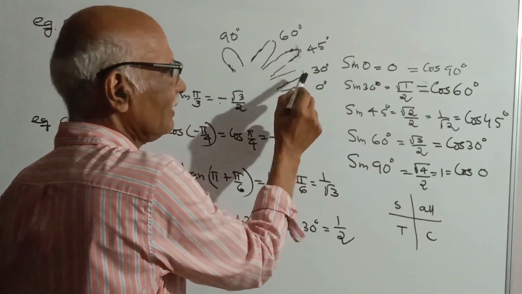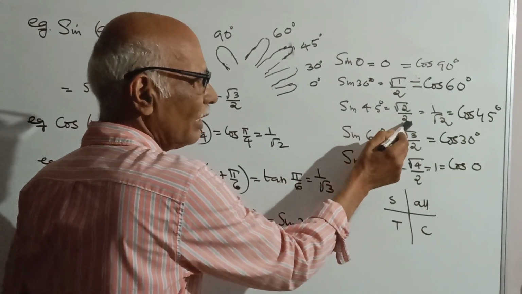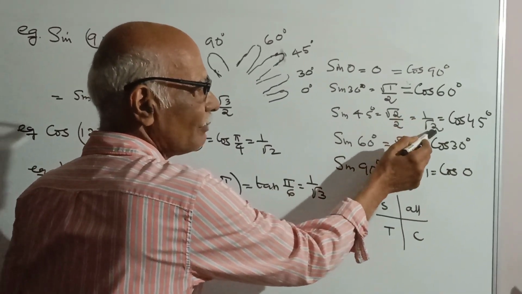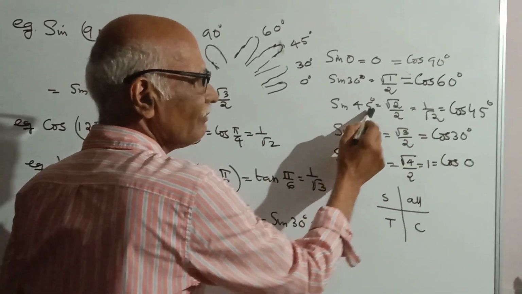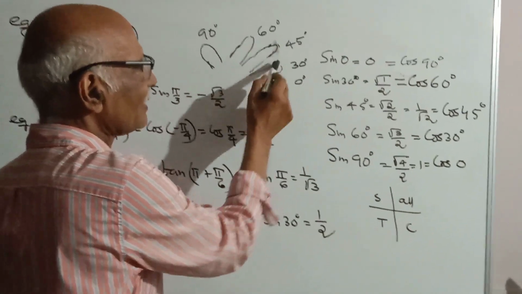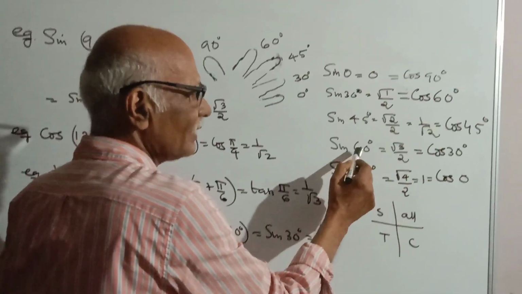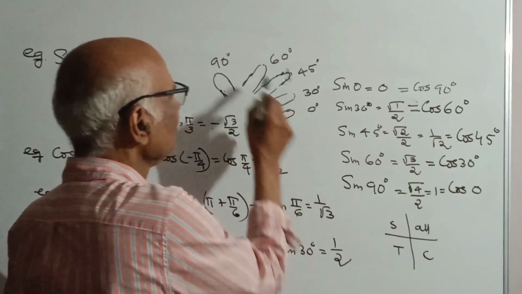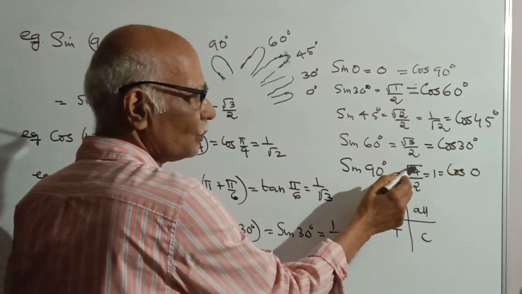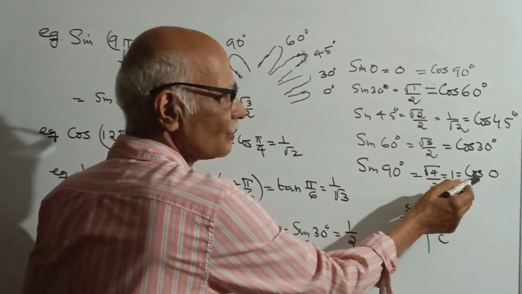Now for 45, there are two fingers, so sine 45 is root 2 by 2, or it is 1 by root 2. And sine 45's complement is cos 45. For 60 degree, there are 3, so sine 60 is root 3 by 2, and that complement is cos 30. Now for 90 degree, there are 4, so sine 90 is root 4 by 2 equals 1, which is cos 0.